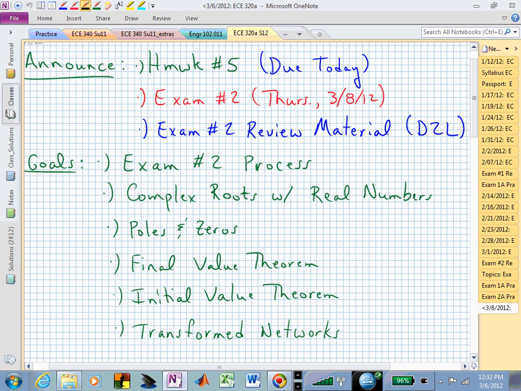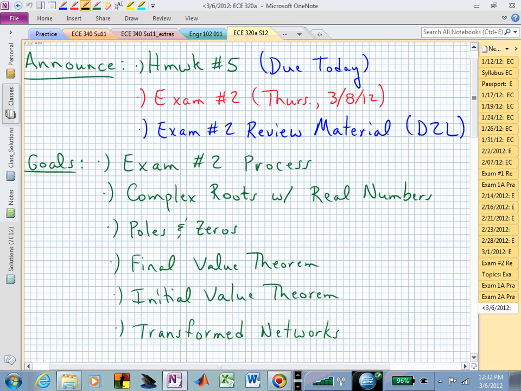Today what I want to do is quickly go over the process for exam number 2, and then we will look at performing this partial fraction expansion with complex roots using real numbers. Some of you have mentioned, wait a minute, I've seen it worked a different way. You'll get a consistent answer. It may not look exactly the same, but if you do the algebra properly, the answers are the same no matter how you find those partial fraction coefficients.